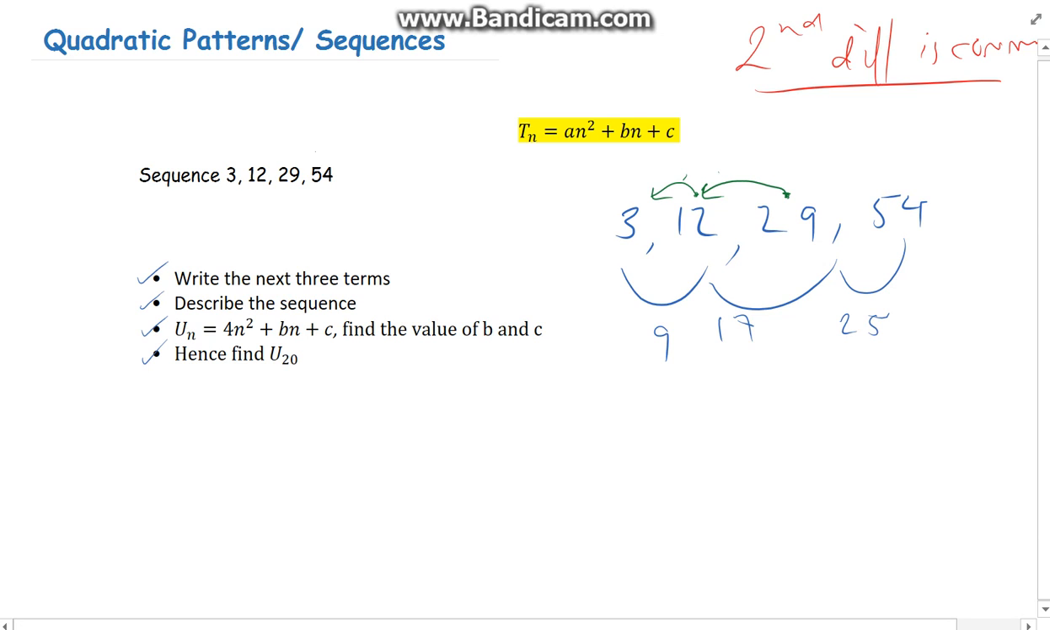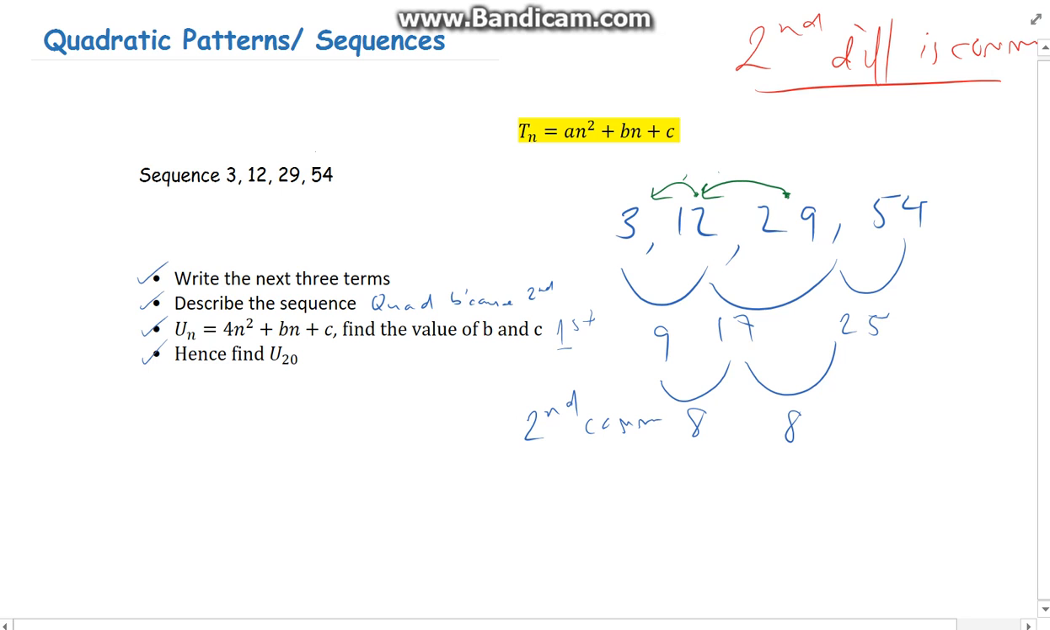It's obviously not linear because our first common difference is not the same, it's 3 different numbers there. If we go from 9 to 17, that's plus 8, and 17 to 25, that's plus 8. Therefore, our second difference is common. It's 8. So if we had to describe this sequence, we'd say it's quadratic because the second difference is common. That's what you write down, because your second difference is common.